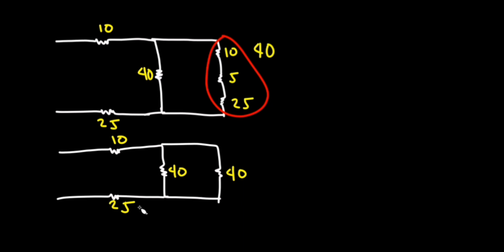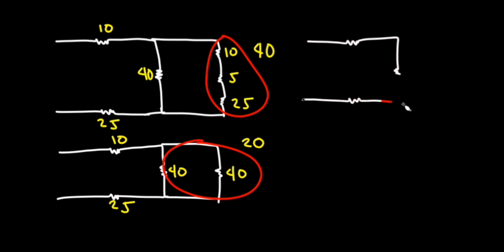Now, we will solve the two 40 ohm resistors in parallel. We already know that 2 resistors in parallel with the same value will be equal to half of the value of resistance, which is 20 ohms. So now it is simplified to a simple series circuit. The equivalent resistance will be equal to 10 plus 20 plus 25, which will be equal to 55 ohms.